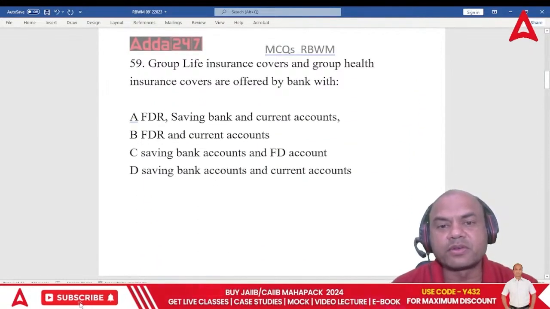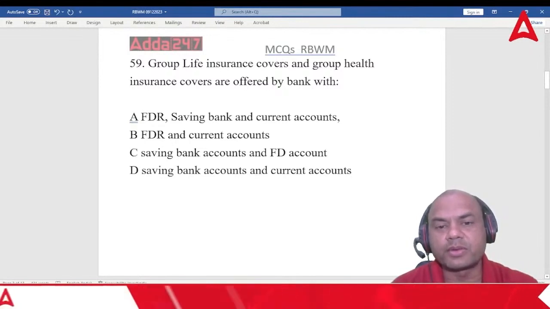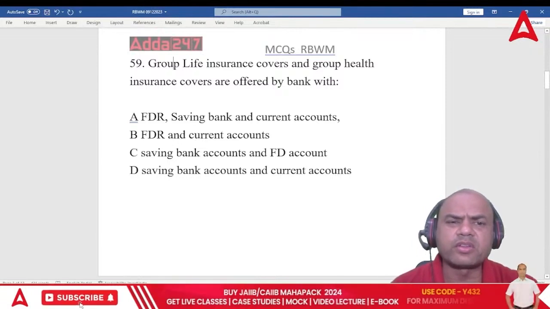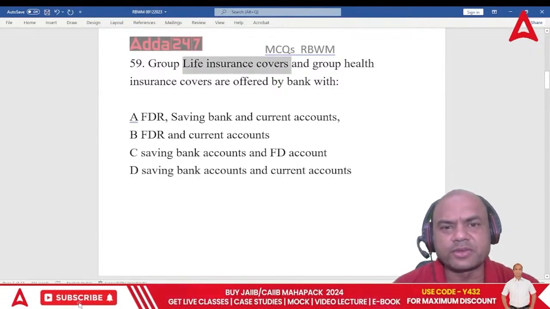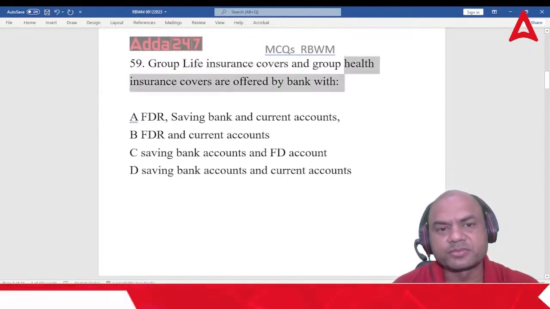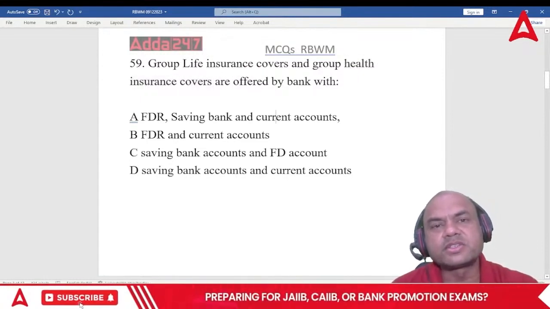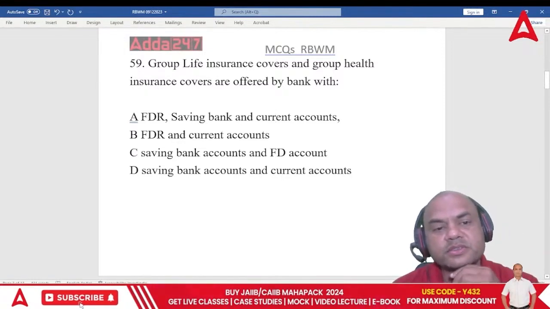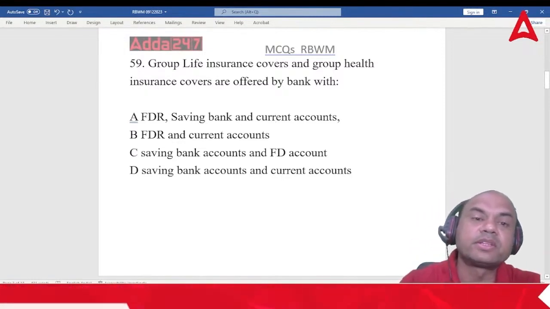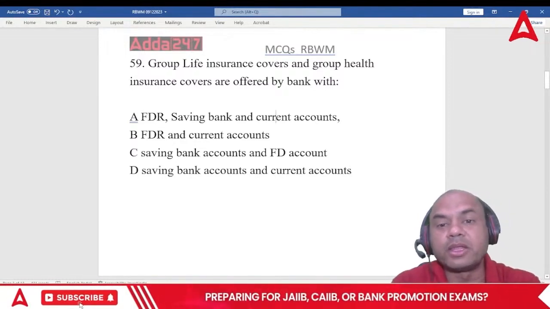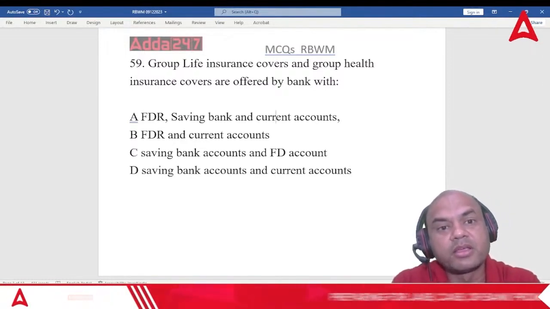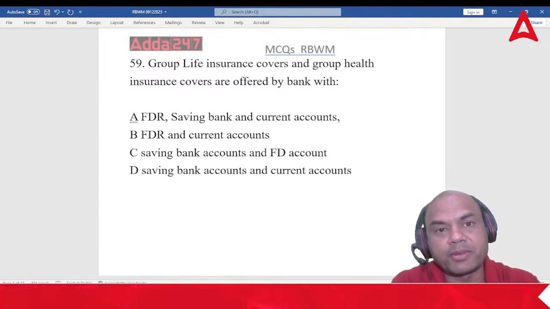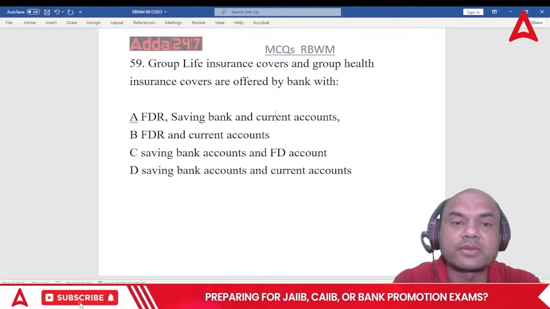Group life insurance covers and group health insurance covers are offered by the bank with. So, group life, we always give, not only group, we give single life also. Life insurance covers or health insurance also. We give this health insurance, we give this life insurance covers with various products. Which are those products? We give this as an addendum. Now, many of us don't know over here. Many of the banks, nationalized banks, might not be giving, but private banks and foreign banks have already started this product long back.